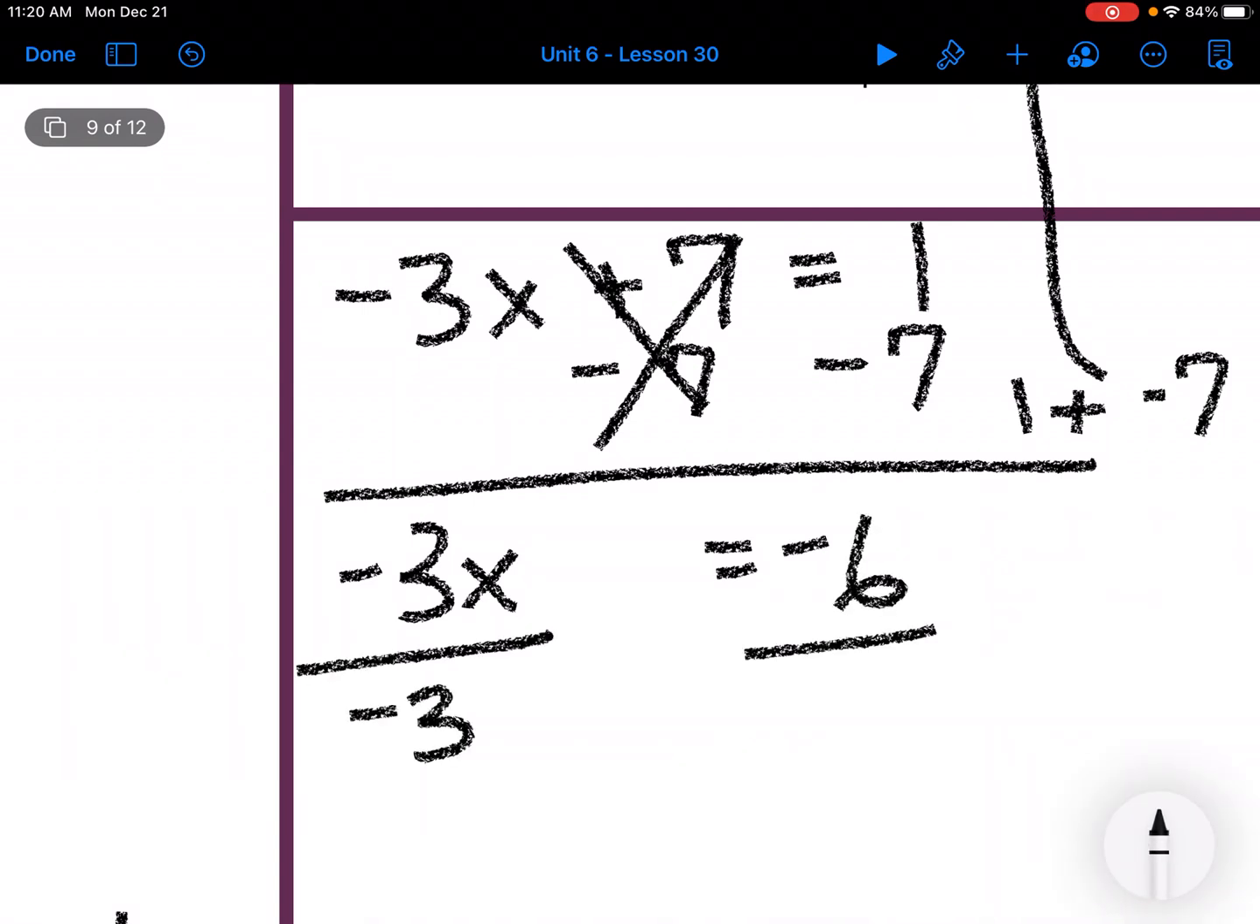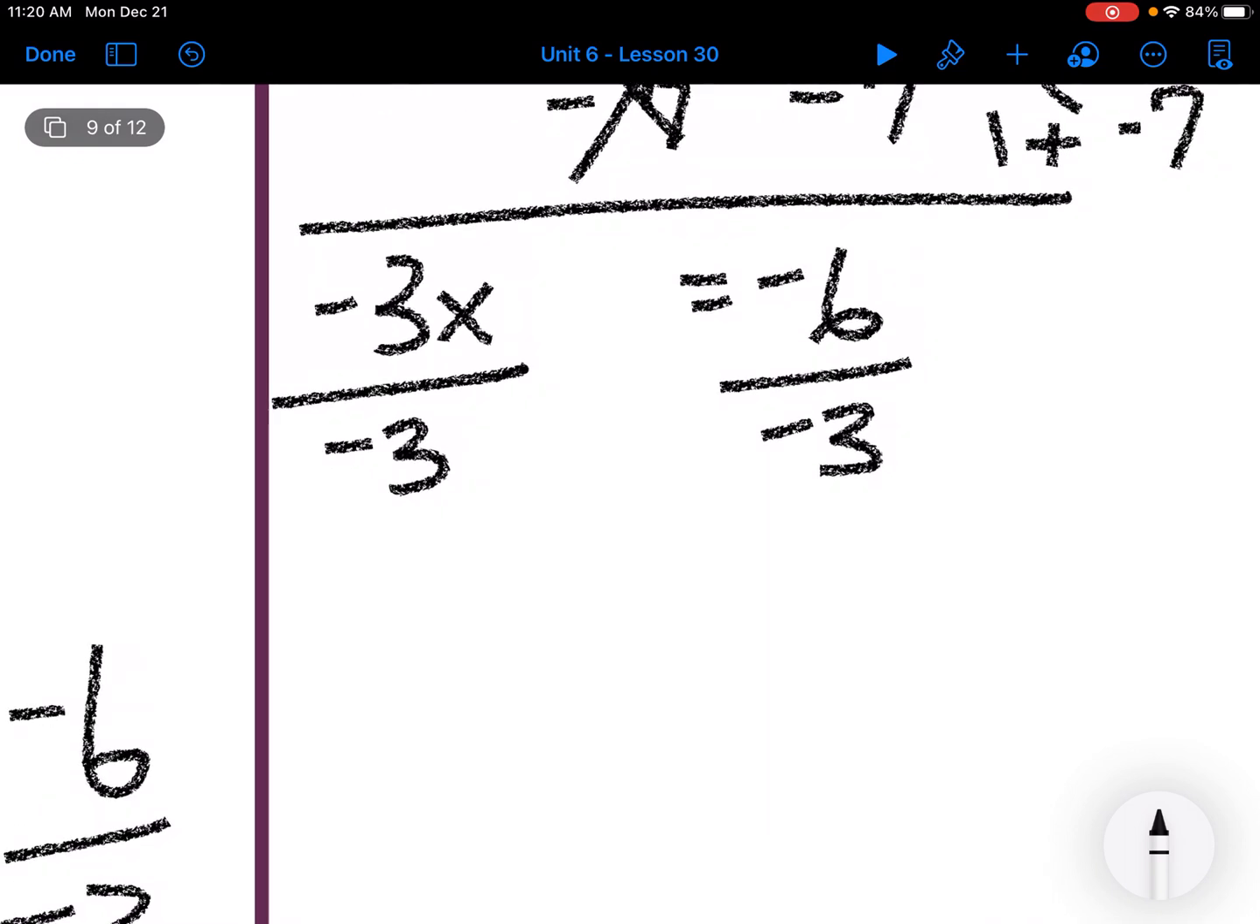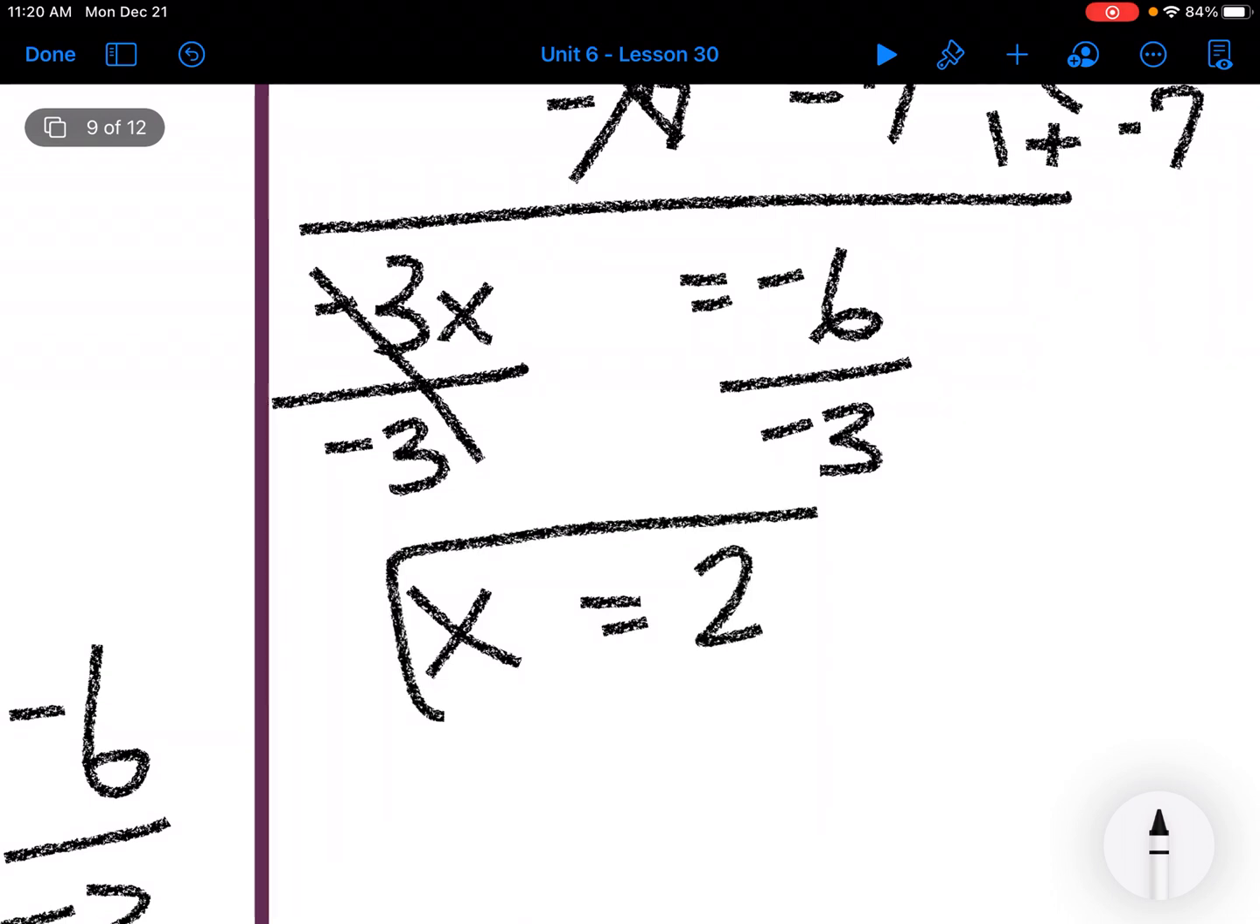I want to find for just one x. A negative divided by a negative is a positive. When the signs are the same, the answer is positive. Negative 6 divided by negative 3 is going to give me a positive 2.